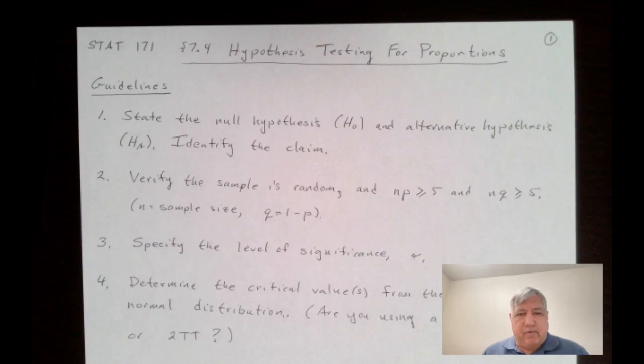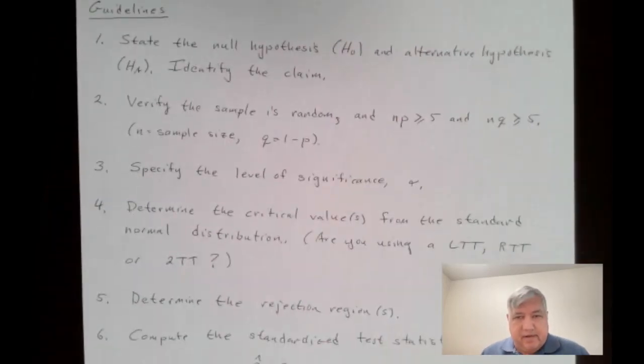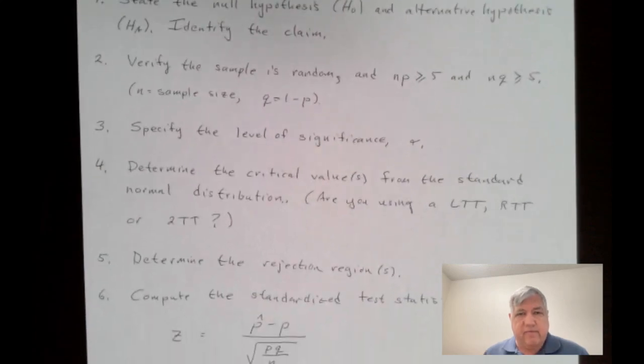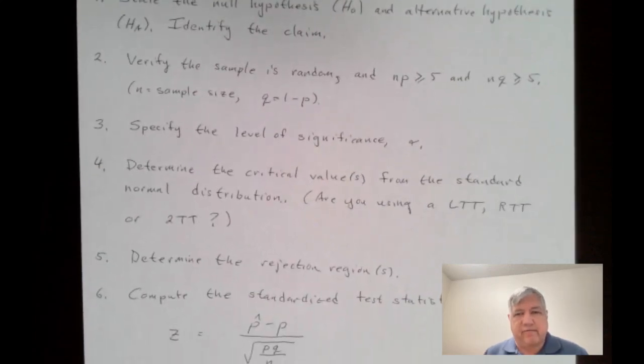Then we're given the level of significance, alpha, and from there we determine the critical value or values from the standard normal distribution. Again, you ask yourself, are you using a left tail test, right tail test, or two tail test? And again, that depends on what the alternative hypothesis says. Then you want to use your standard normal distribution, so you're either going to memorize some of these values or you can just look them up on your calculator or on a standard normal table.